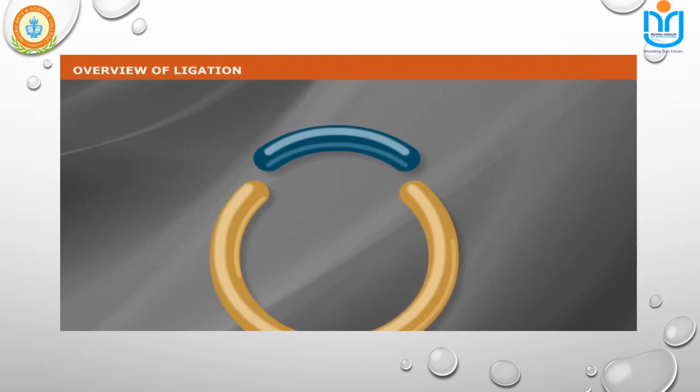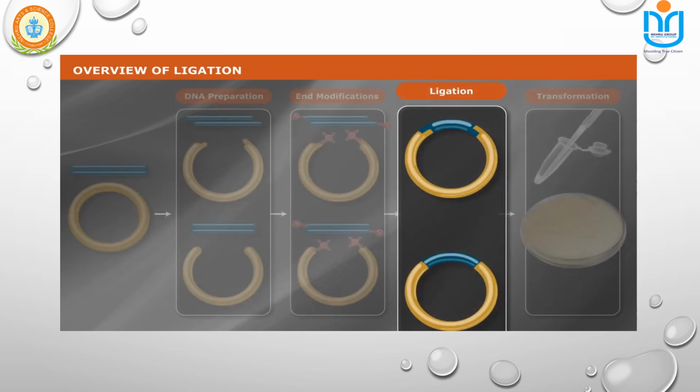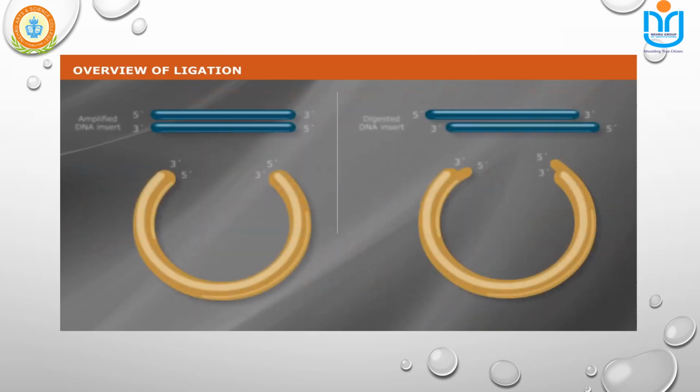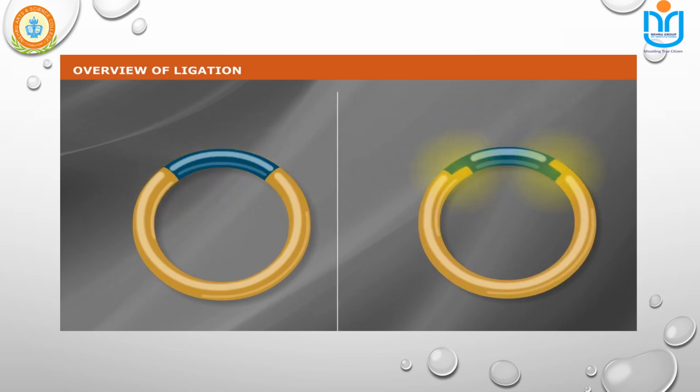DNA ligation is the formation of a covalent bond between adjacent DNA fragments, frequently a vector and a gene of interest. Ligation is usually the final step before transformation in the cloning workflow. DNA ligase may be used to join double-stranded DNA fragments with either blunt or cohesive ends to form recombinant DNA plasmids.